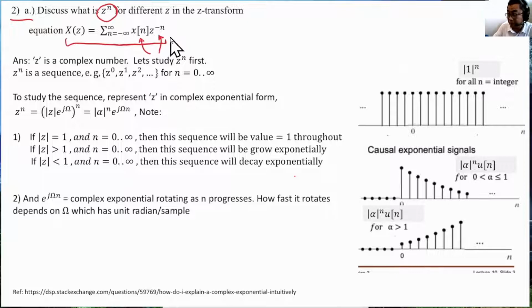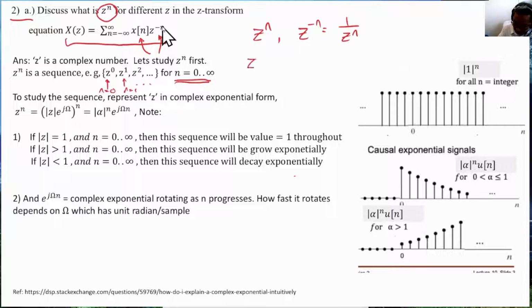So before we can understand what is z to the power of minus n, let's try to understand it from z to the power of n first, because z to the power of minus n is nothing but 1 over z to the power of n. So once we understand what is z to the power of n, we can understand what is z to the power of minus n. To make our life slightly easier, we are going to study a causal sequence first, n equals 0 to infinity. So this is n equals 0, this is n equals 1, and so on. And we are listing down what is z to the power of minus n.